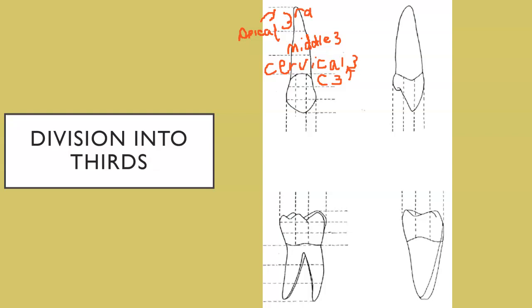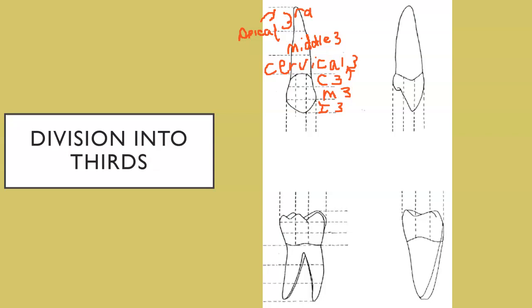Same thing. This is in between, right here, so this would be our middle third. So I'm going to do an M3 for middle third. And then because this is an anterior tooth, this area right here would be considered our incisal third. So I'm just going to put an I, incisal third. So this is doing it horizontally. Now we're going to focus on vertical.